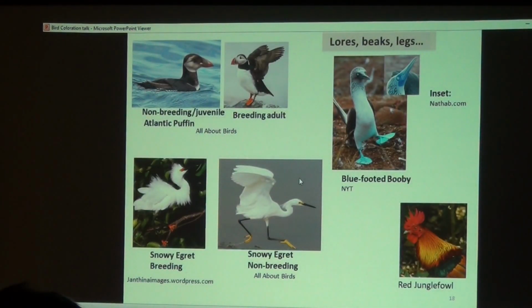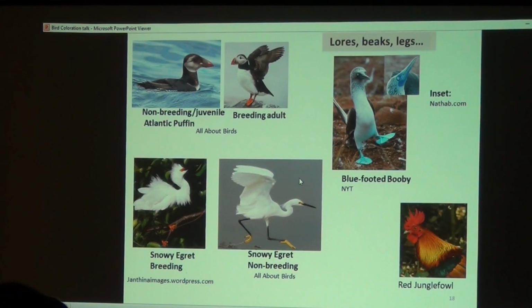So coming to non-plumage colors, in birds we already discussed the puffin and the blue-footed booby. It waddles in its courtship. It waddles and shows off its blue feet. Yeah, kind of like that.